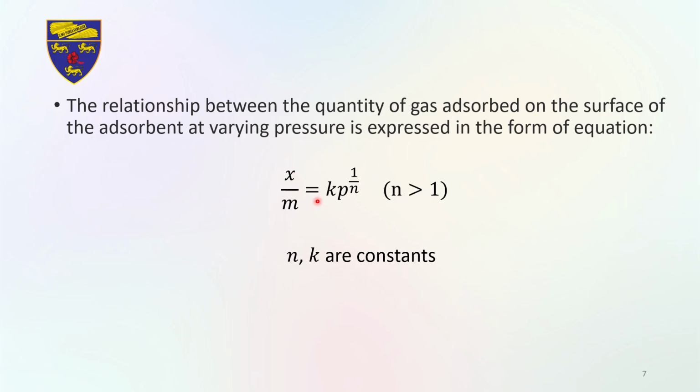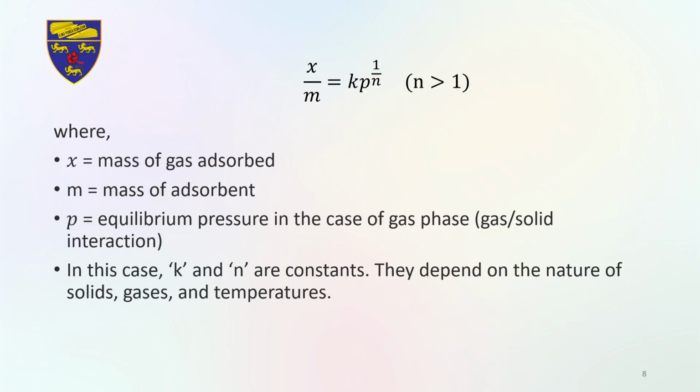The relationship between the quantity of gas adsorbed on the surface of the adsorbent at different pressures is expressed using the Freundlich equation, where K and n are constants with n greater than 1. In this equation, x is the mass of the gas, m is the mass of the adsorbent, and P is the equilibrium pressure. The constants K and n depend on the nature of the solid, the gas, and the specific temperature.